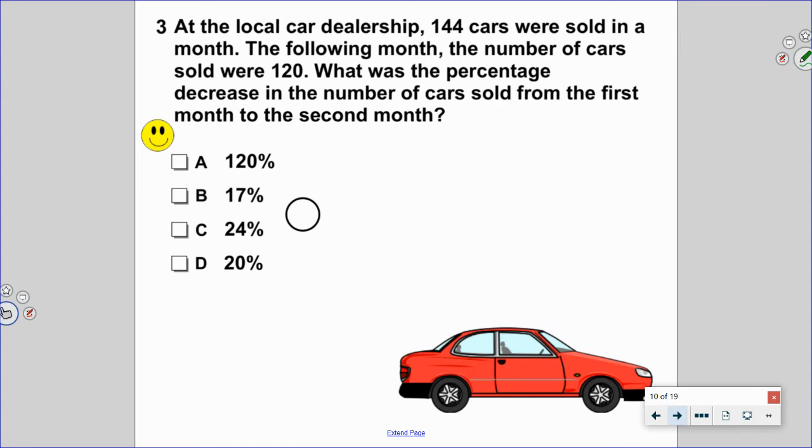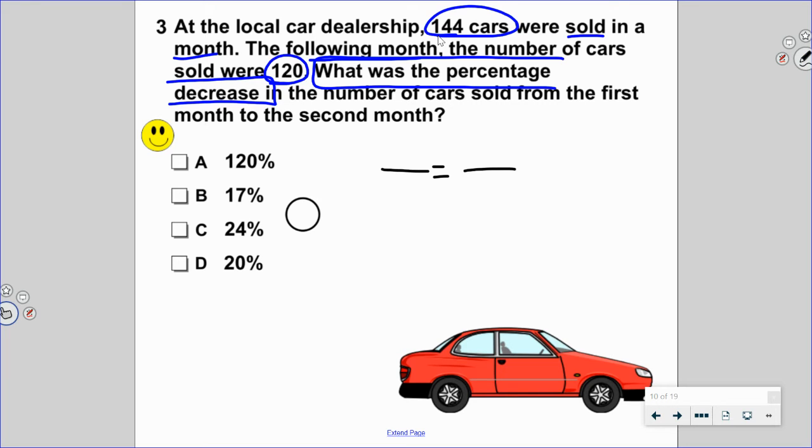Onward, next example. Local car dealership, 144 cars sold in the month. Following month, the number sold decreased to 120. What was the percentage of decrease in the number of cars sold from one month to the next? Again, we see a percentage problem.